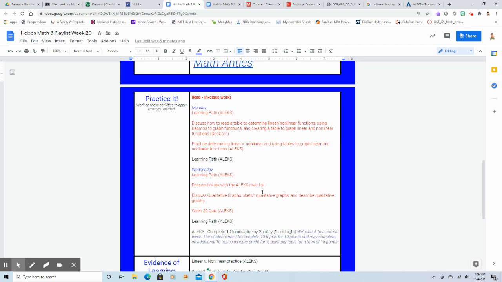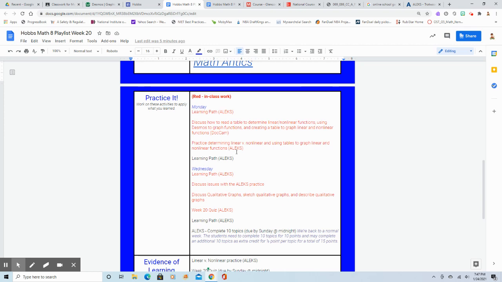We're going to discuss qualitative graphs, and then there's a week 20 quiz. As long as they do their assignments from Monday and they work with me on these qualitative graphs, then this quiz will be a snap. If they ask questions and give me the chance to answer questions on Wednesday from Monday's Alex, it will be an easy quiz. Again, I'm not looking to trip them up. I want to give them what we've already discussed. So please encourage them to get that done.